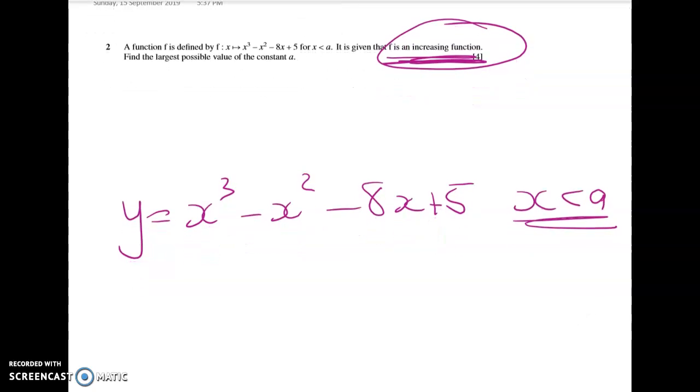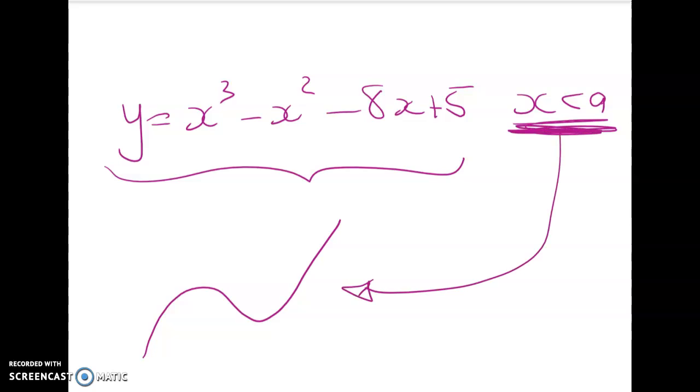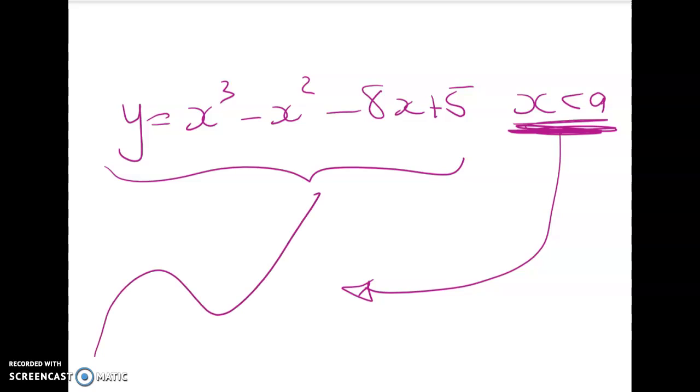So let's look at what this function looks like without even drawing a set of axes. It's a positive cubic. So positive cubics usually look like this, up, down, up. What this question is asking is, what is this value of a that will make this graph have a positive gradient everywhere? I just want the bit of the function where the gradient is positive, right? So I just want that bit because it says for x less than a.